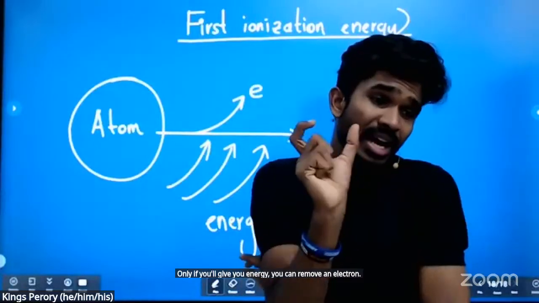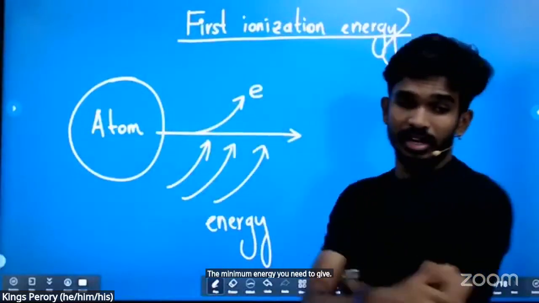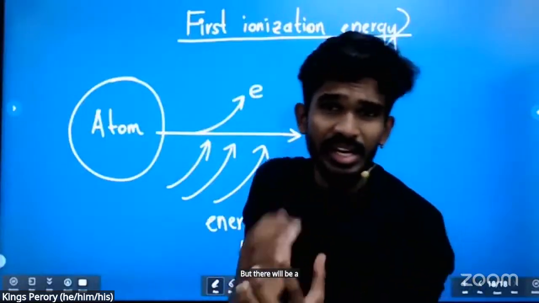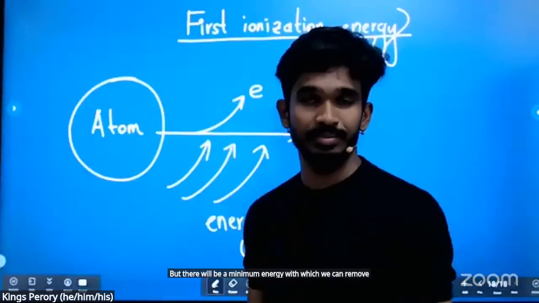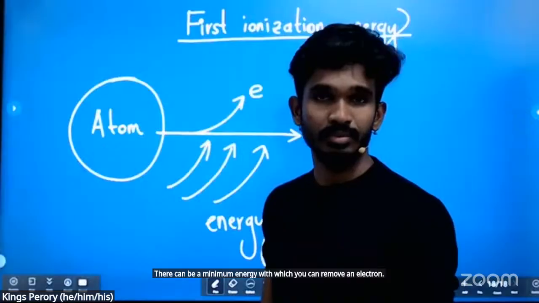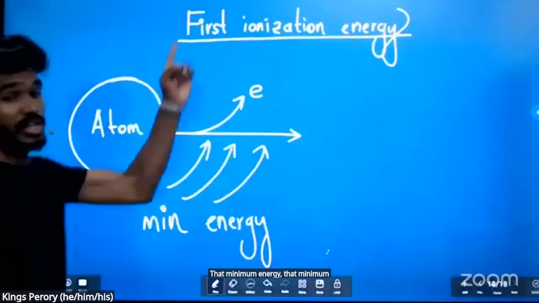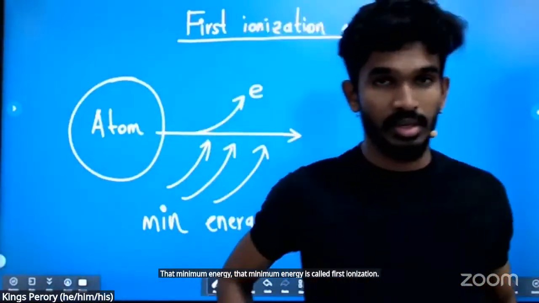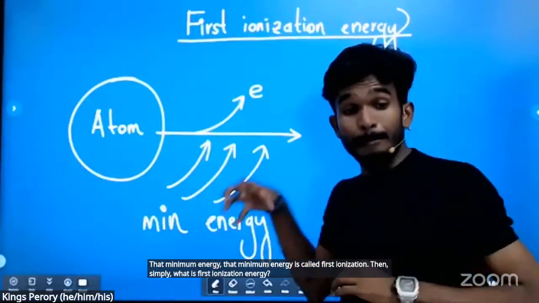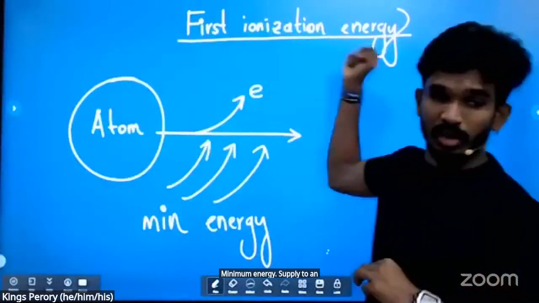There will be a minimum energy you need to give to remove an electron. There can be a maximum, but there will be a minimum energy with which we can remove an electron. That minimum energy is called first ionization energy. Then simply, what is first ionization energy? Minimum energy supplied to an atom to remove an electron.